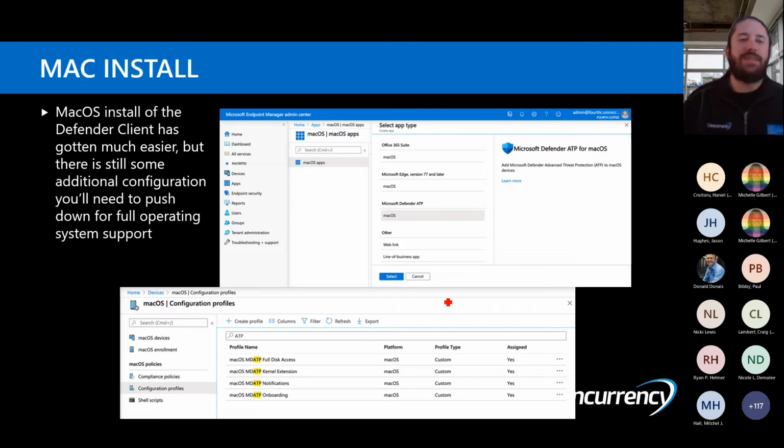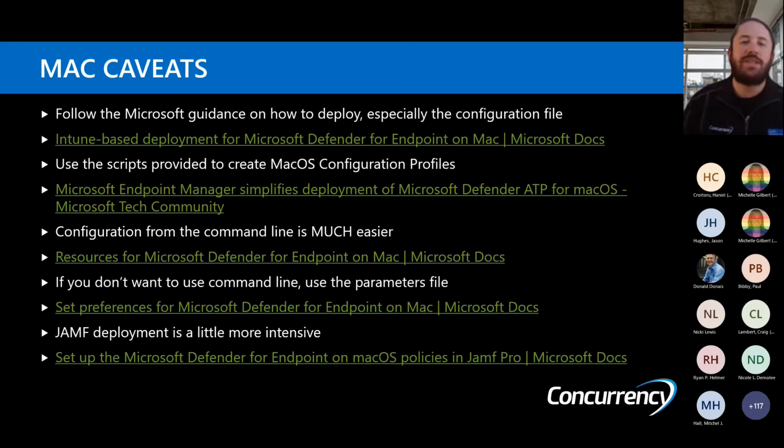Macs. With the Mac install, it's gotten a lot easier, but there are still some things you'll want to do, like pushing policies to a device through Intune or Configuration Manager. You do the same thing for Macs to make sure that Defender has the ability to access the disk, kernel extensions, and notifications, and onboarding would be the last piece. Inside of this deck, which I'll be happy to share after this presentation, there are a number of links to help you see where some of those scripts are and how to easily deploy them. As you can see here, there are configuration files to deploy as well as scripts to build those out.